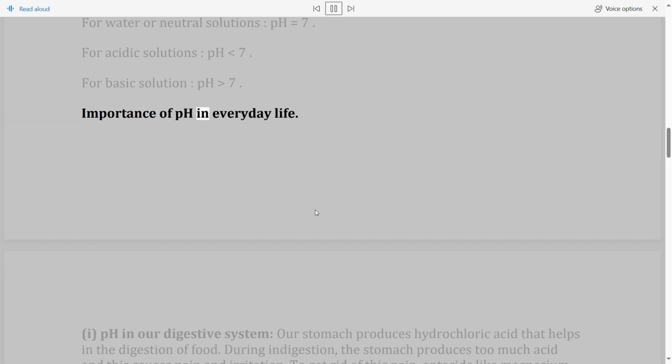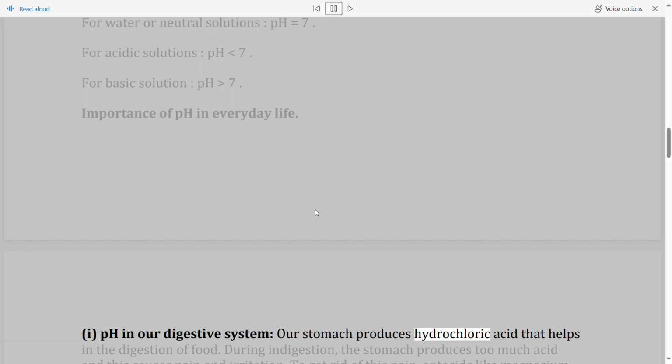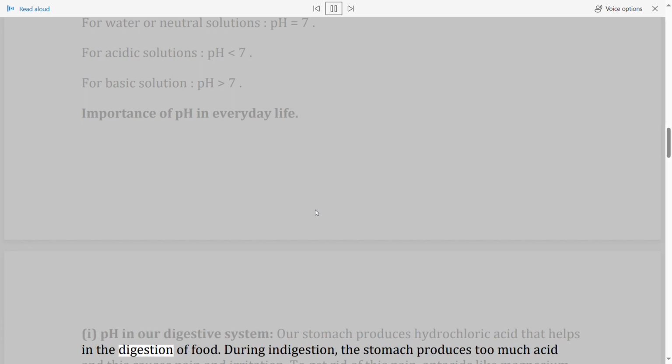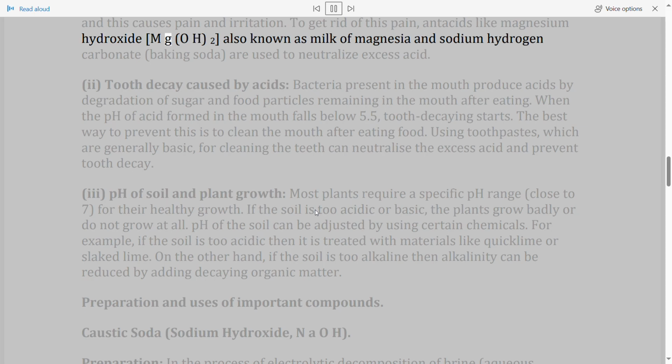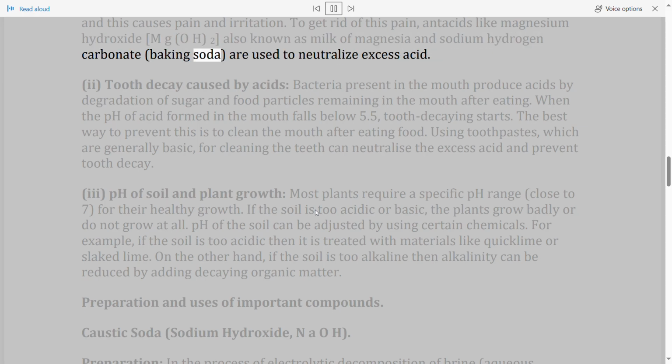Importance of pH in everyday life. 1. pH in our digestive system. Our stomach produces hydrochloric acid that helps in the digestion of food. During indigestion, the stomach produces too much acid and this causes pain and irritation. To get rid of this pain, antacids like magnesium hydroxide, Mg(OH)2, also known as milk of magnesia, and sodium hydrogen carbonate, baking soda, are used to neutralize excess acid.